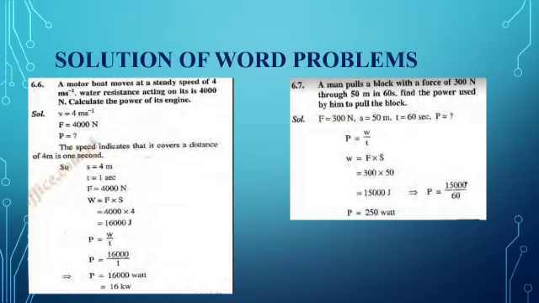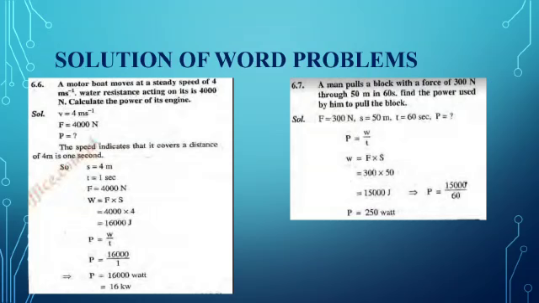So S is equal to 4 meter, T is equal to 1 second, F is equal to 4000 Newton. W is equal to F into S. So 4000 into 4, that will give you 16,000 joule. And power is equal to work done over time. So 16,000 over 1 is equal to 16 kilowatt. This is the power.